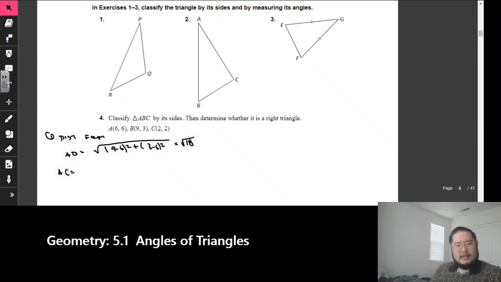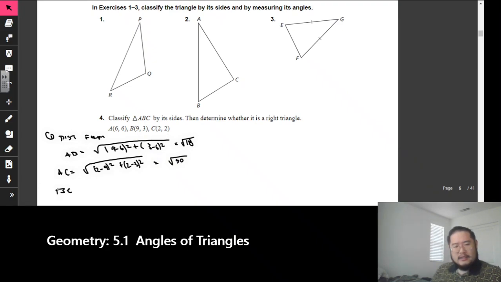Okay, so we got AC, and that is equal to the square root of 2 minus 9 quantity squared plus 2 minus 3 quantity squared. So this is negative 7 squared, which is 49, plus negative 1 squared. So we got ourselves the square root of 49, which ends up equaling 7. So actually, sorry, square root of 50. We do have that 7 squared is 49, but then we have the negative 1 squared, which turns into 1. So square root of 50. So I know right now that what we do not have is an equilateral triangle.